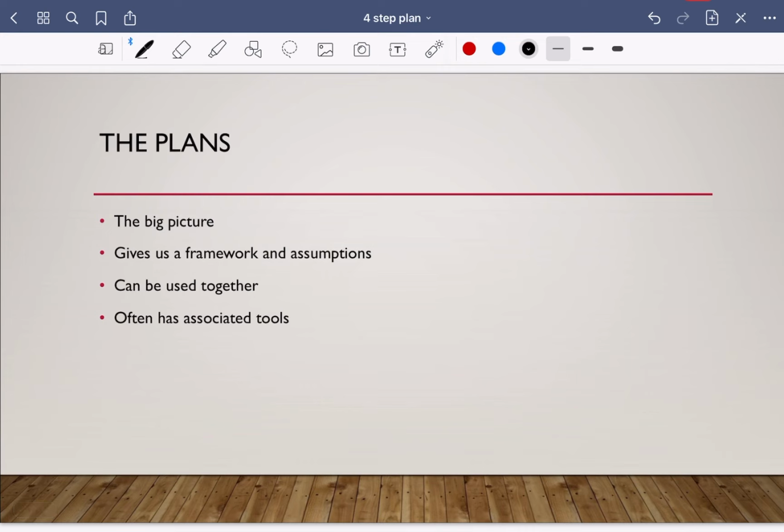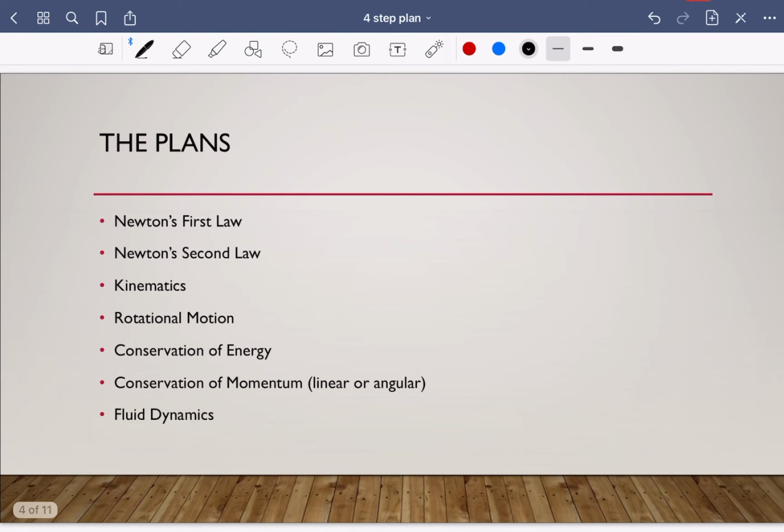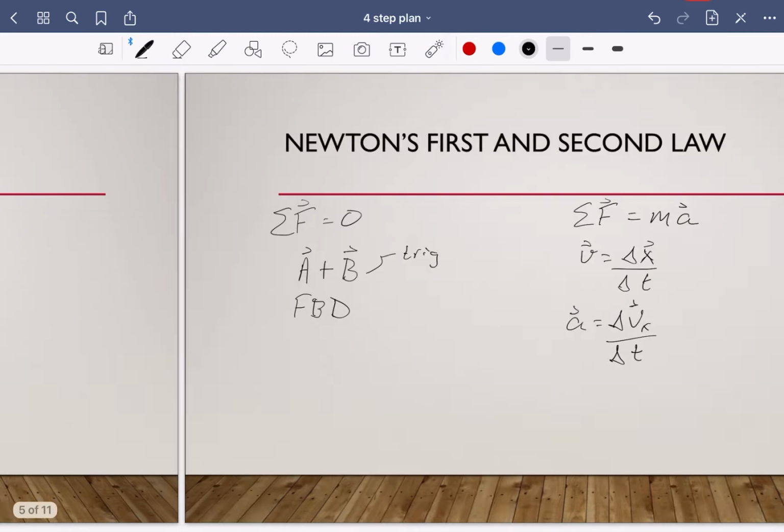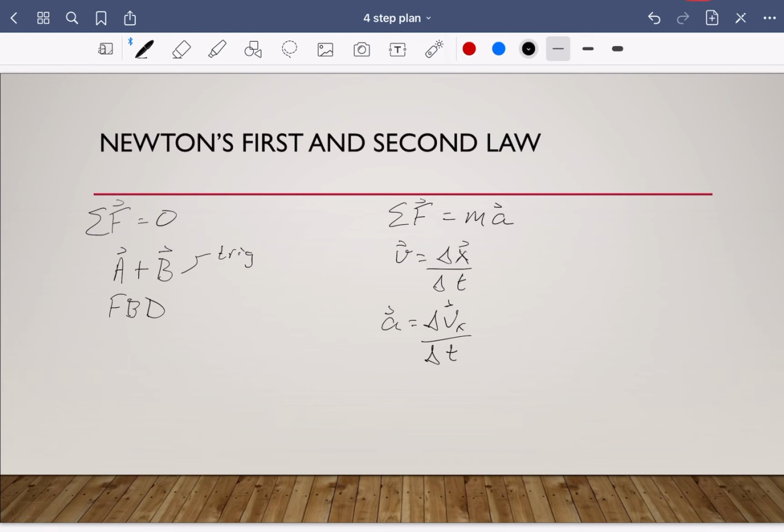So again, the plans of the big picture gives us the framework and assumptions that we're working under, and we can use them together sometimes. And they have these associated tools and equations. And I think there are probably only 7 or so plans from the first semester, and we'll be continuing to use most of these in the second semester. So in the first semester, we talked about Newton's first law and second law. Those are big picture ideas. Kinematics, rotational motion, which is sort of those first 3 ideas in their rotational form, conservation of energy, conservation of momentum, and fluid dynamics.